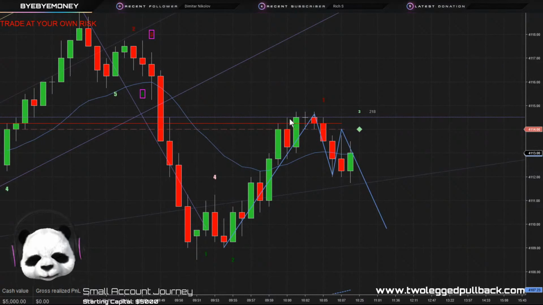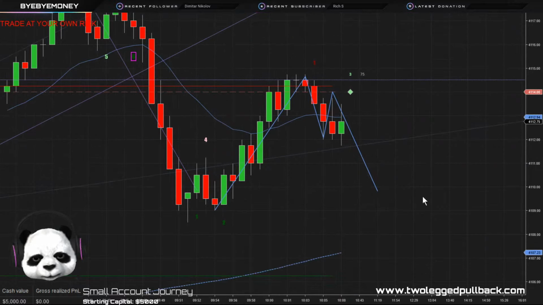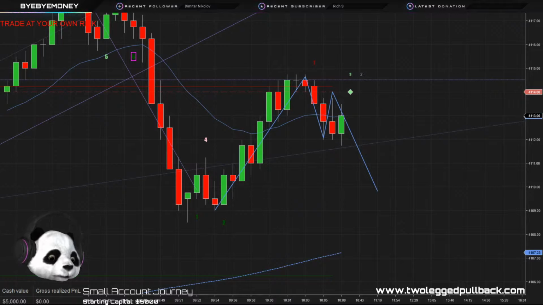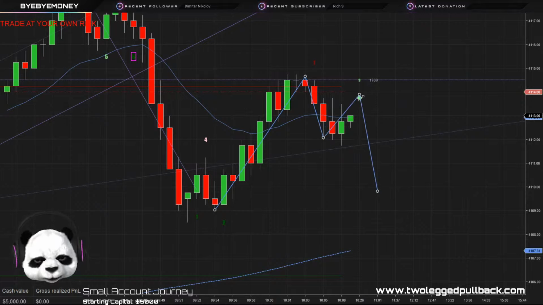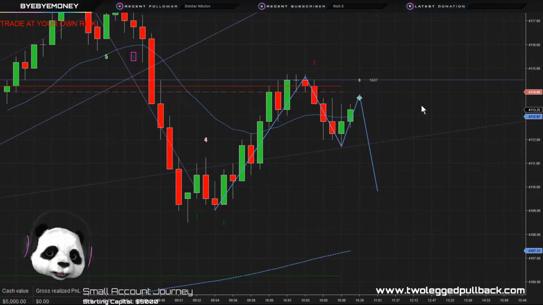Just because we rejected off the resistance, strong breakdown, came back halfway up here, right? That's where people came in at break even. What I'm looking for now is a two-legged pullback. I'm always looking for a two-legged pullback, but right now I'm waiting for this second pullback to happen. If you want to know how to count legs, check out the playlist in the description.